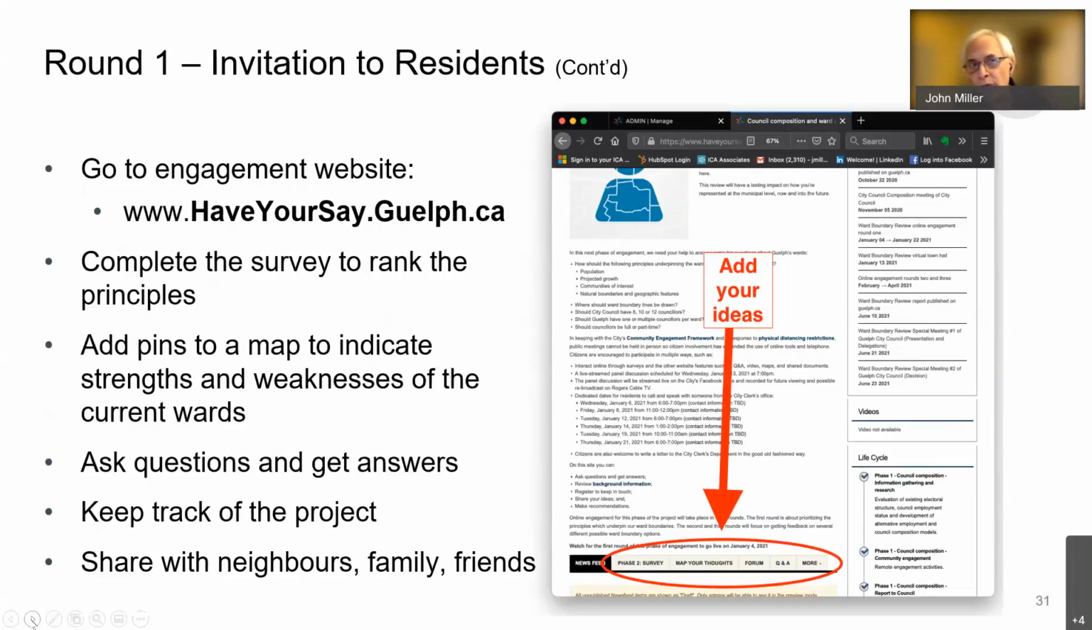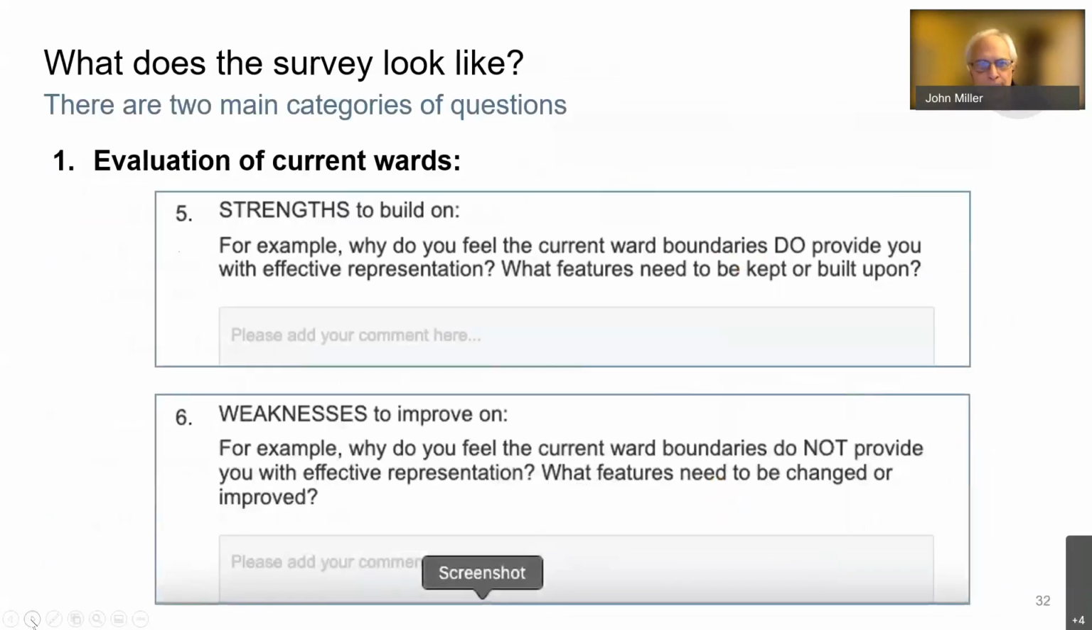It's also important for you to share this page with your friends, your neighbors, your family members, because they will have different ideas from you. And we need all of these subtle ideas in order to get a bigger picture of what we can do. So please go to that website.